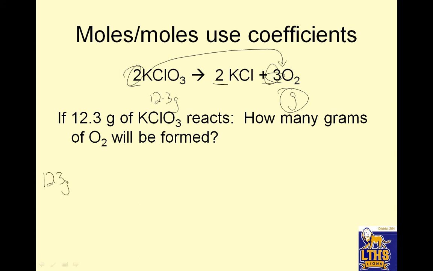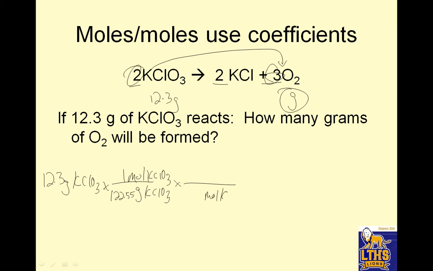So 12.3 grams of KClO3 times a dividing bar. I hate you, grams of KClO3. Go into moles of KClO3. And then I go to the periodic table and I add them all up, and I've done this 6 times because my computer's crashed, so I hope you'll believe me, it's 122.55.